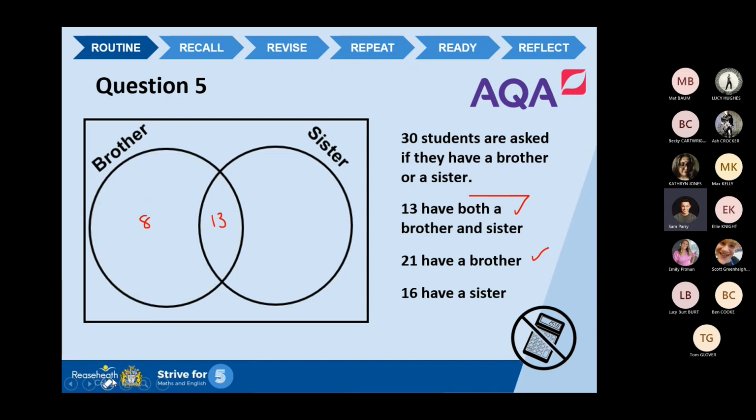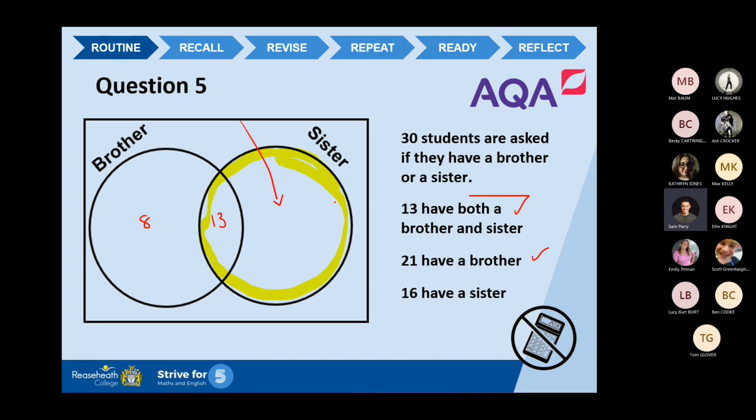Now, the same rule applies for the sister circle, okay? So I'm going to circle all the ones here. This is the sister circle. And it says here 16 have a sister. Because there's 13 already in the middle, I'm going to have to chat now, actually, guys. What do you think's the missing number then that I need to put in here?